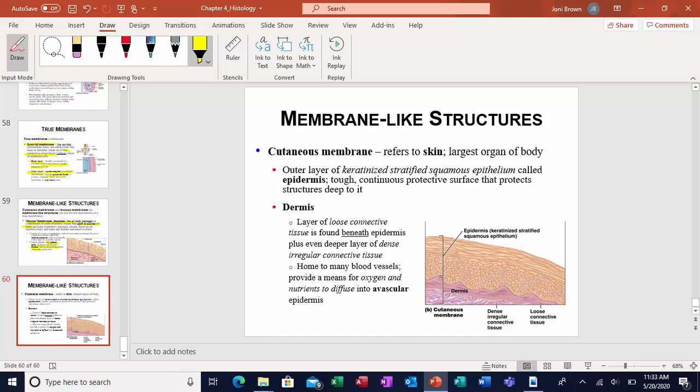The skin is called the cutaneous membrane. And of course, the outer layer is keratinized stratified squamous epithelium. We call it the epidermis. And then underneath that is the dermis, which is the purpley looking area that you see under the basement membrane. So it's all this stuff. That's the dermis. And that's where the blood vessels are that house that epithelial epidermis.